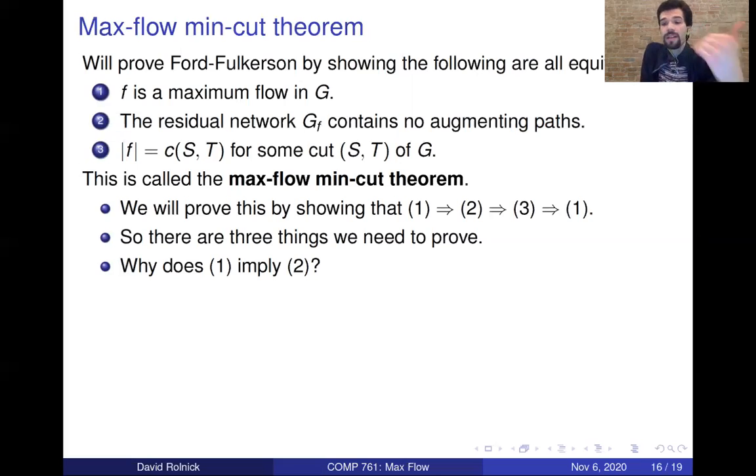Often when we're proving multiple parts of a theorem, there's one direction which is easy, or a couple of directions which are easy. And so we're just going to pick off the easier things first, and then deal with the harder one. Why does 1 imply 2? Intuitively.